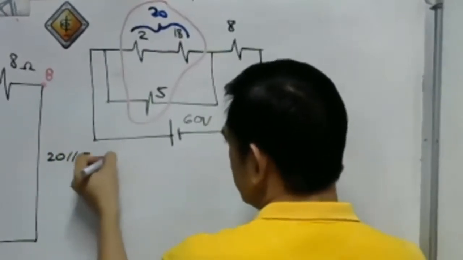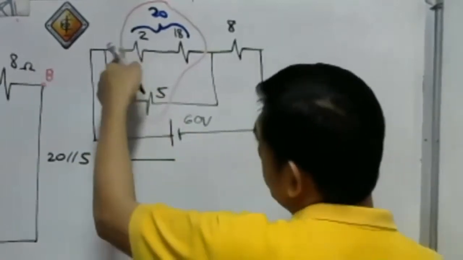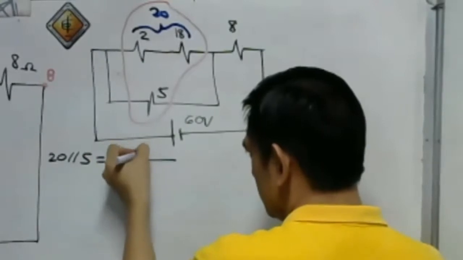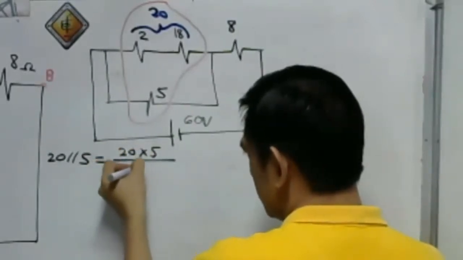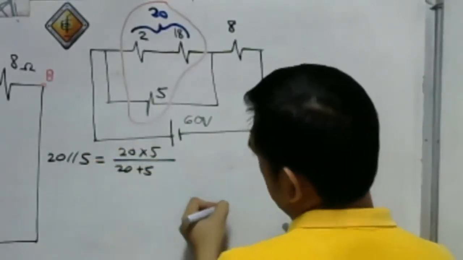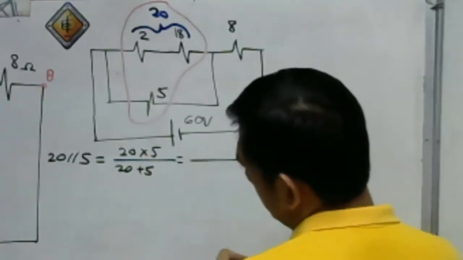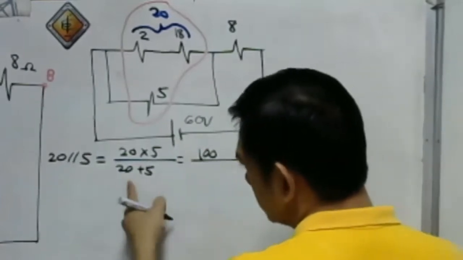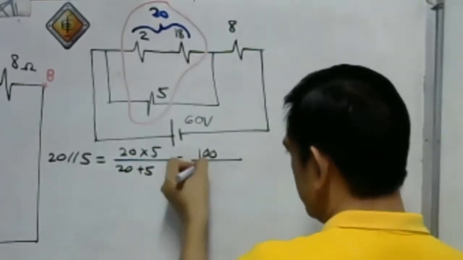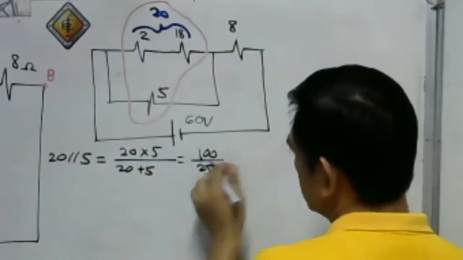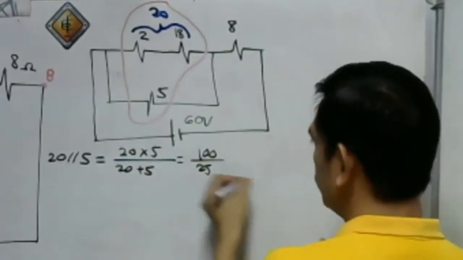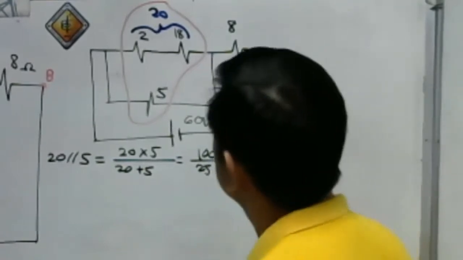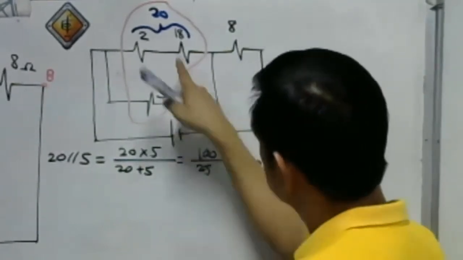Of course, again, there will be 2 parallel branches. So we have here the product over the sum. So 20 times 5 over 20 plus 5. We have here 20 times 5, which is 100. Then 20 plus 5, we have 25. So we'll come up with 4 ohms resistance. This is our 4 ohm resistance.